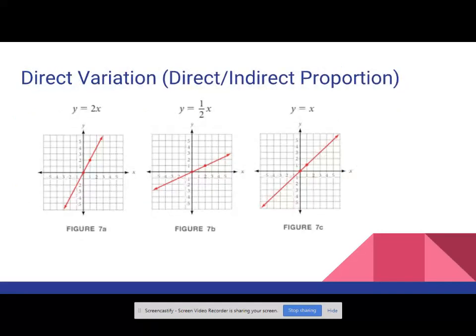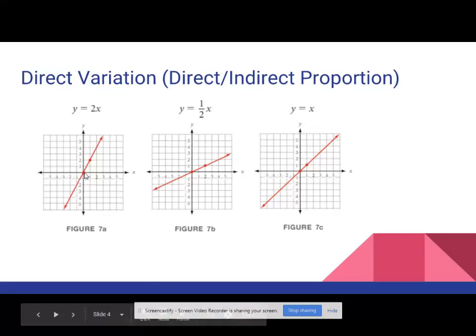Okay, moving on. This is the last section then, or pretty close to the last section: direct variation and inverse variation. You might also hear this called a direct or indirect proportion. I believe in this text they talk about it as a variation rule. So a direct variation, the idea is that as one value changes, the other value changes in direct proportion to that other value. I'll give you an example.